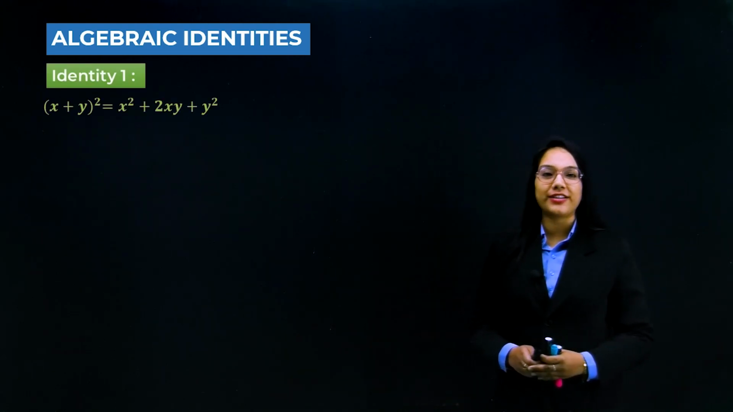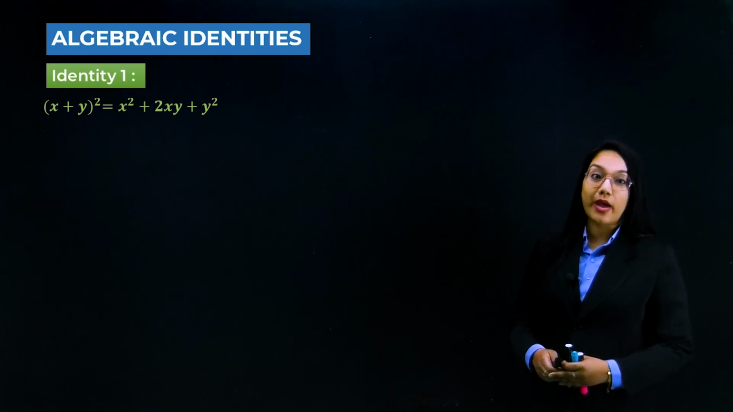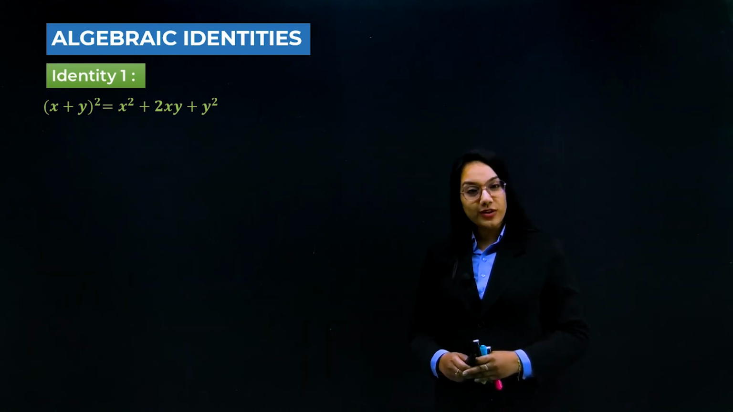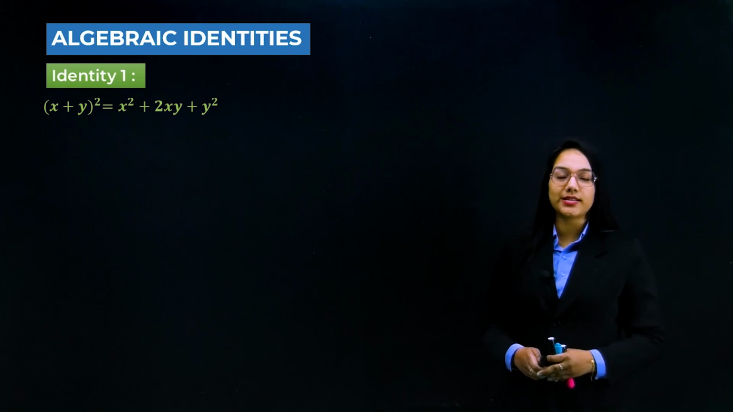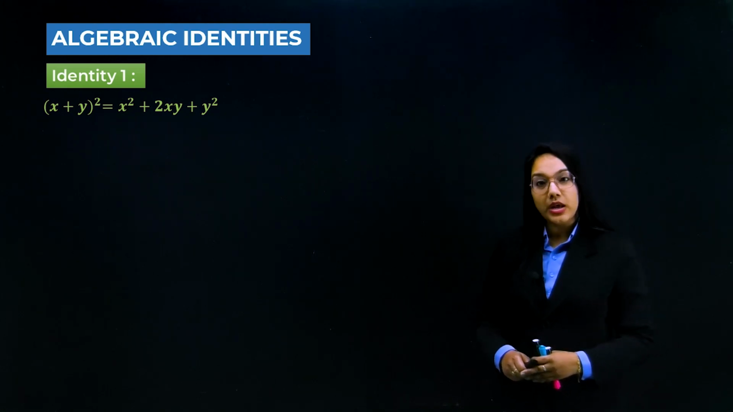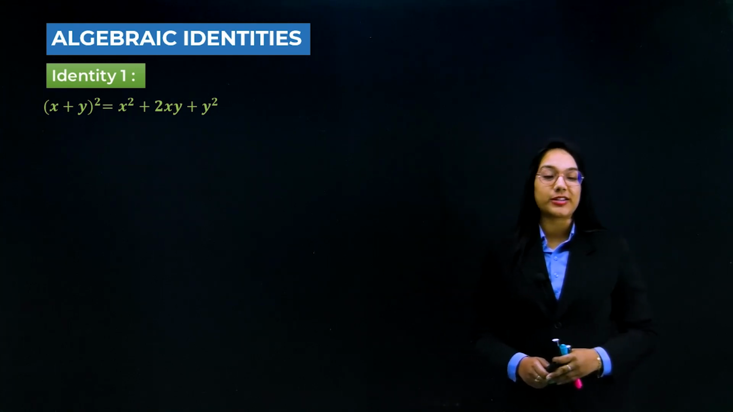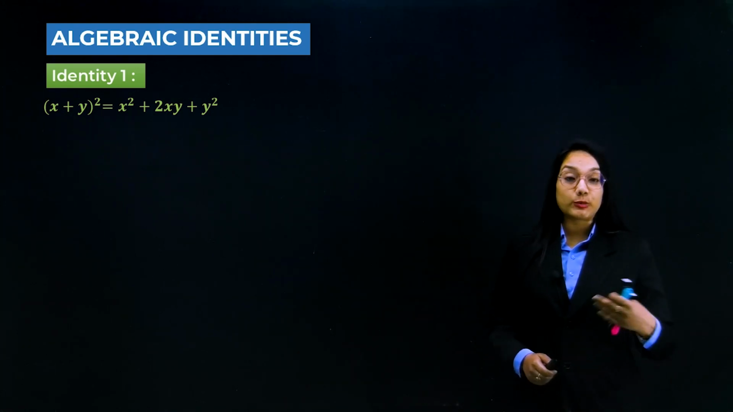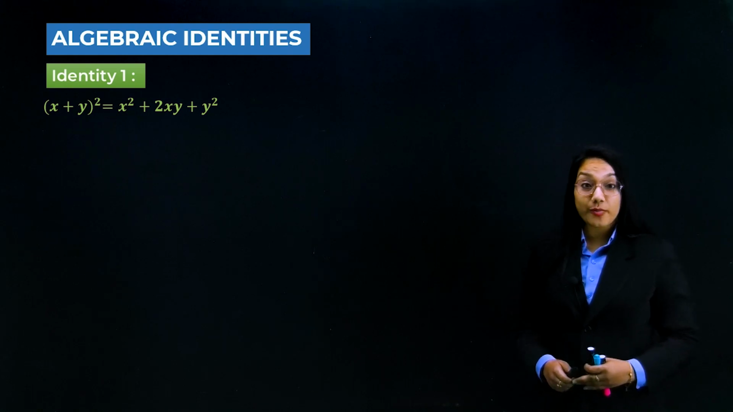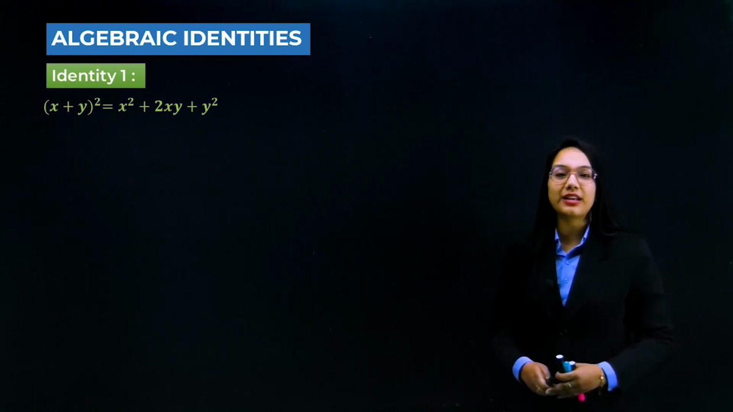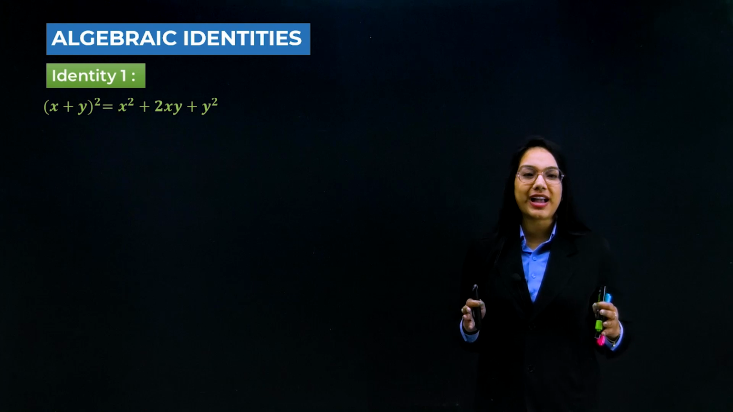So let us suppose I'm talking about the very first identity. The very first identity is nothing but (x plus y) whole square. Whenever we have (x plus y) whole square, this is equal to x square plus 2xy plus y square. So for any expression of the type (x plus y) whole square, we can expand it into x square plus 2xy plus y square. This is the very first algebraic identity.